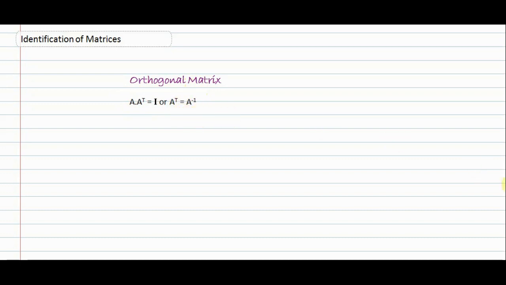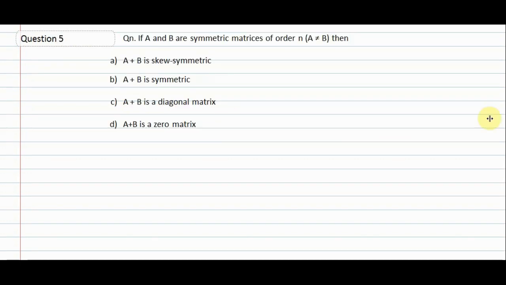Okay, now let's see one question related to these topics. Question number 5. If A and B are symmetric matrices of order n, then option A says A plus B is skew symmetric, option B says A plus B is symmetric, option C says A plus B is a diagonal matrix, and option D says A plus B is a zero matrix. And in the question, a hint is given: A is not equal to B.